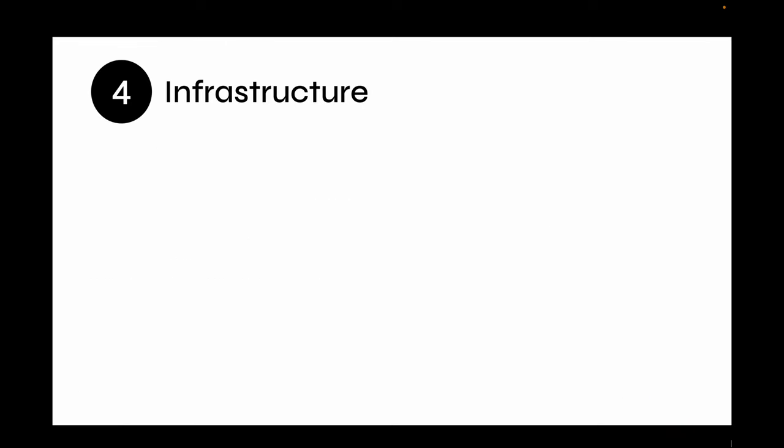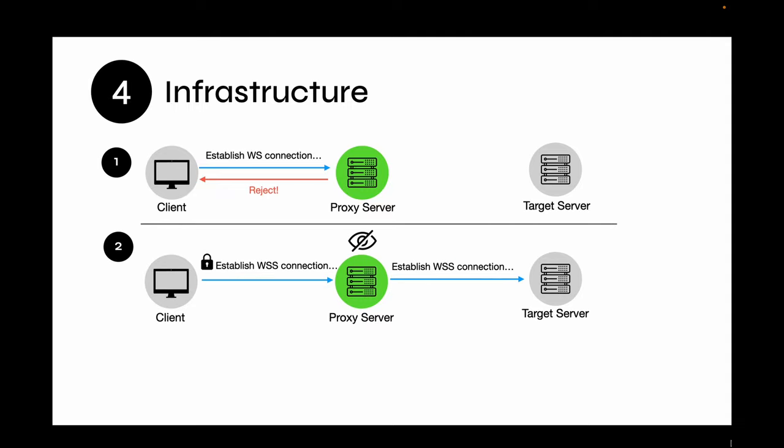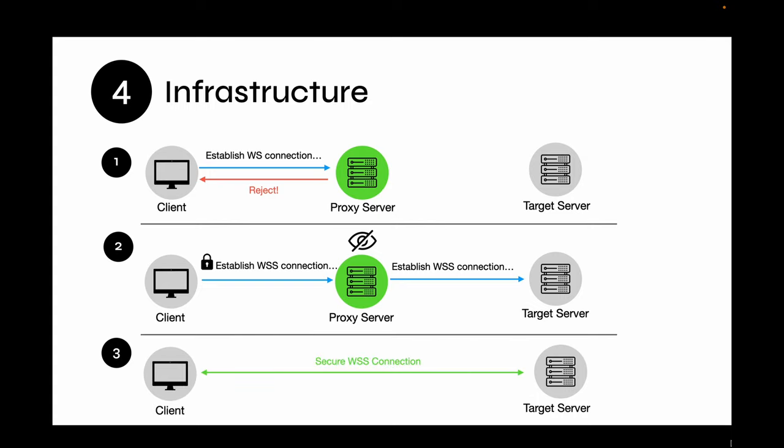The next potential problem with WebSockets relates to infrastructure. Many infrastructure components, such as proxy servers or load balancers, are not configured to work with WebSockets and may block or ignore this unfamiliar protocol. One way to bypass this is using an encrypted WebSocket connection. A secure WebSocket connection is invisible to most proxy servers, thus preventing them from blocking the connection.